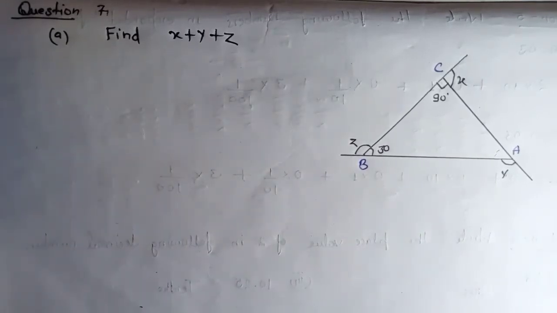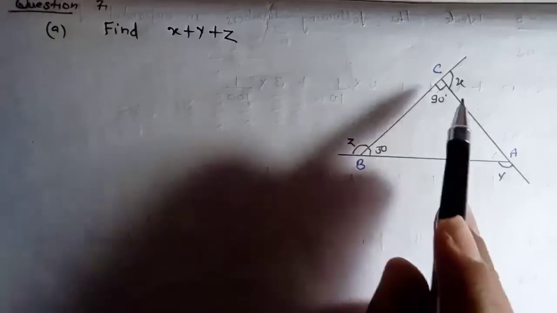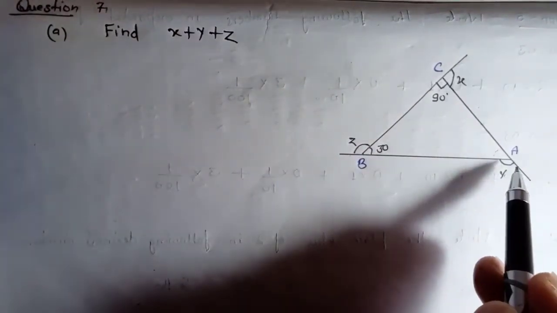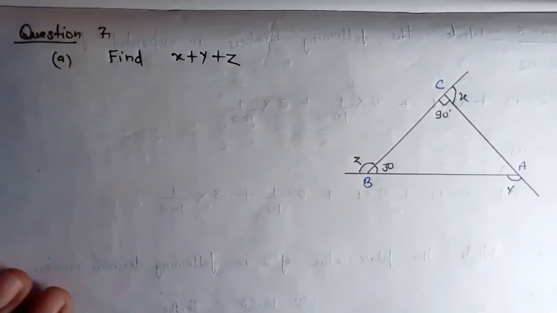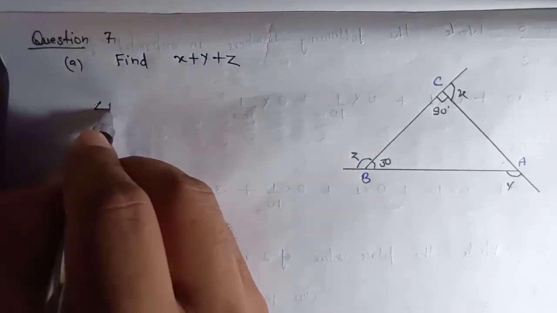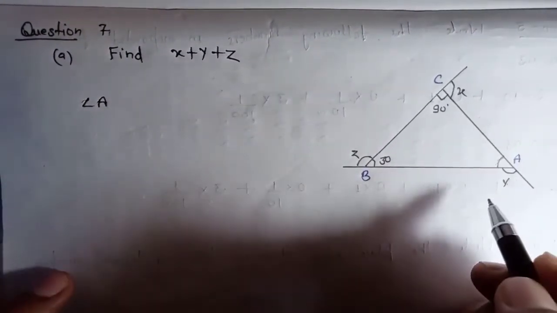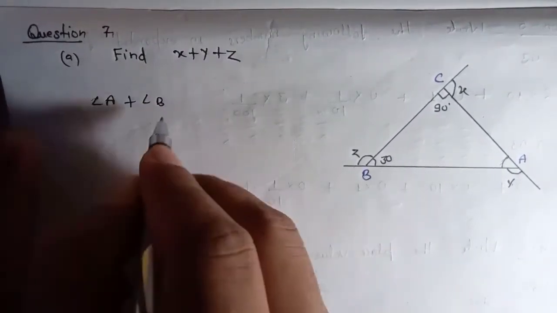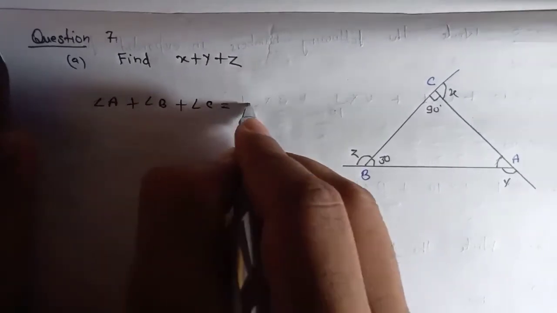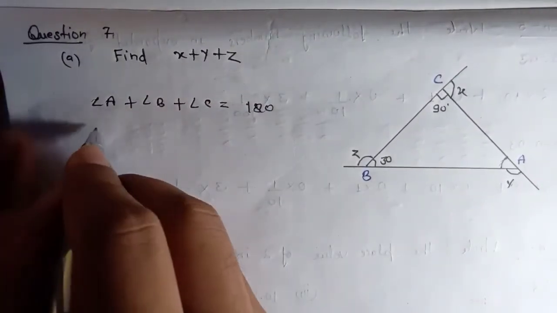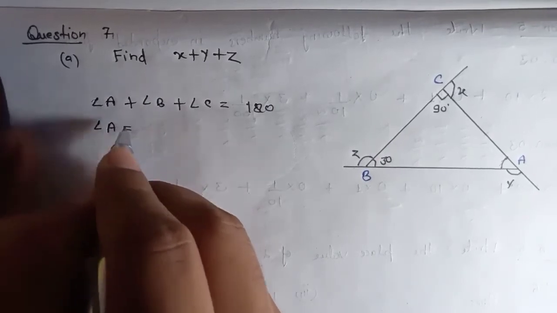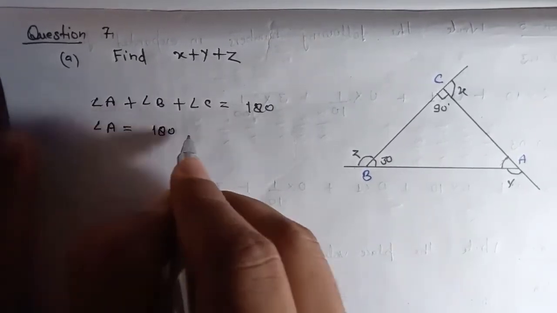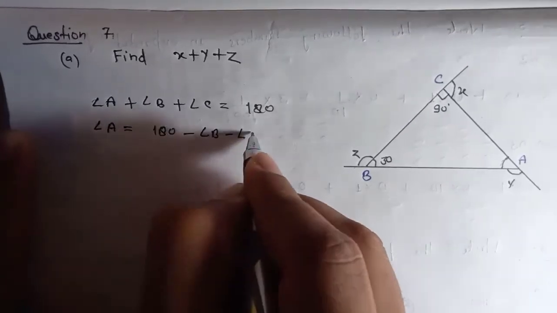The sum of all angles in a triangle gives us 180 degrees. So we have triangle ABC, and we have to find angle A. Angle A means this one, here is B, so this one is B, and angle C. The sum is equal to 180 degrees. So angle A is equal to 180 minus angle B and minus angle C.